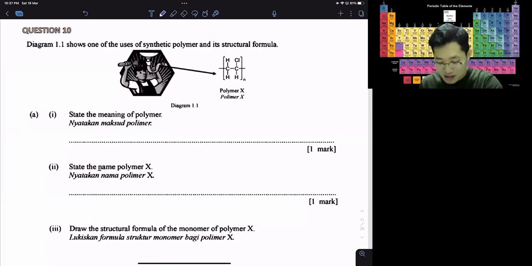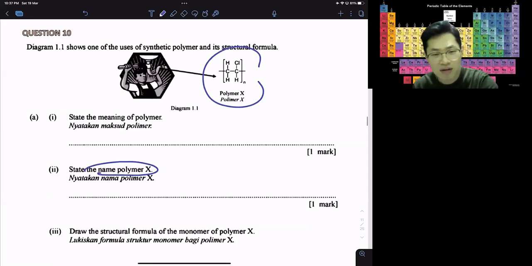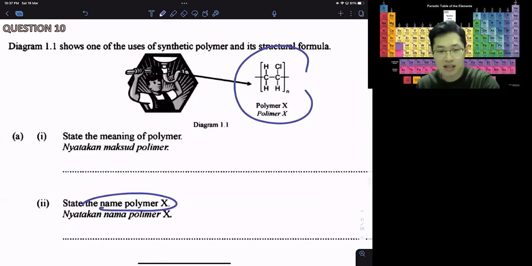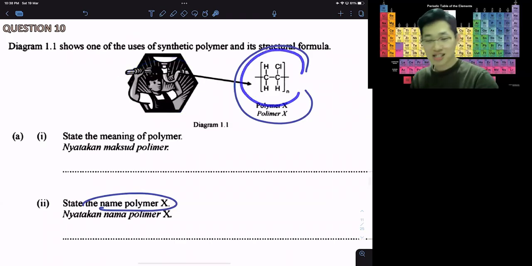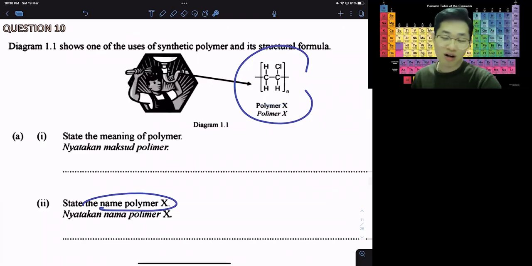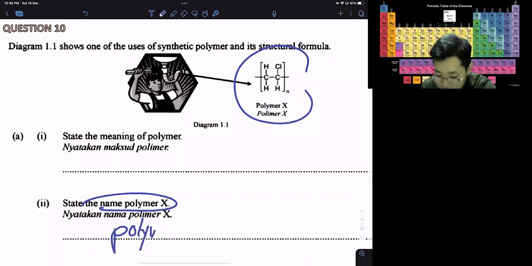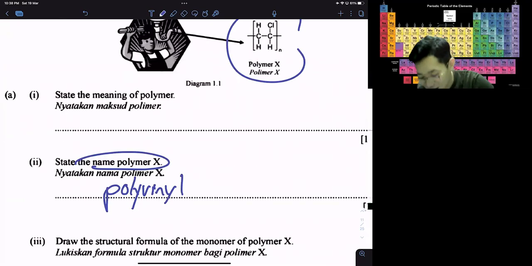Meaning of polymer, I skip. Name of polymer X. What is the name of this polymer? The uncle is fixing the pipe, and they gave you this. What is the name of the polymer X? Chloroethylene, wrong. PVC. Okay, PVC is polyvinyl chloride. How to spell it again? The BM always confuses me. Vinyl chloride.